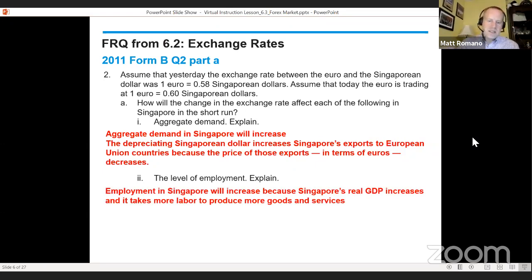For the level of employment, that's the next step in this progression. Employment in Singapore will increase because Singapore's real GDP increases. It takes more labor to produce more goods and services.